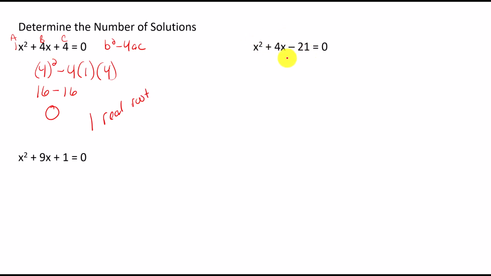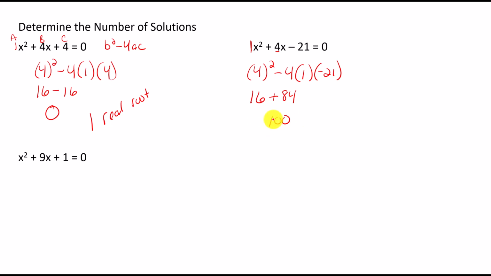So let's look at another one here. Again, we're going to take b, and we're going to do b squared minus 4 times a, which is 1 because there's a 1 in front of this, times c, which is negative 21. So you have to be careful to watch out for your signs. And now we want to evaluate this and see what it equals. So this is going to be 16. Be very careful with your signs here. Negative 4 times 1 is negative 4, times a negative 21 is going to be a positive 84. So when I do this math, I'm going to get a positive 100.